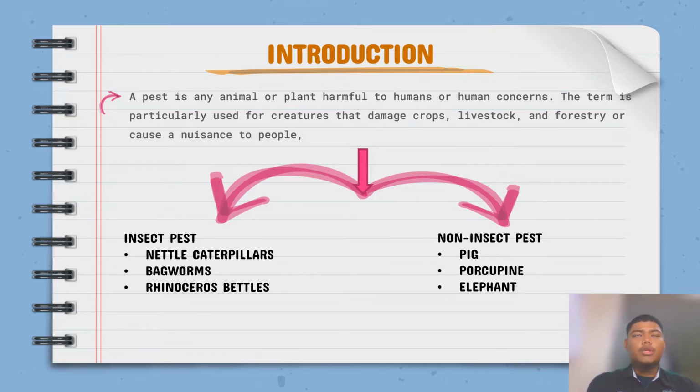Alright, next we go to the introduction. What is a pest? A pest is any animal or plant harmful to humans or human concern. The term is particularly used for creatures that damage crops, livestock, and forestry or cause a nuisance to people. Pests are divided into two: insect pests and non-insect pests. Examples of insect pests are nettle caterpillar, bagworm, and rhinoceros beetle, and the non-insect pests are like pig, porcupine, and elephant.